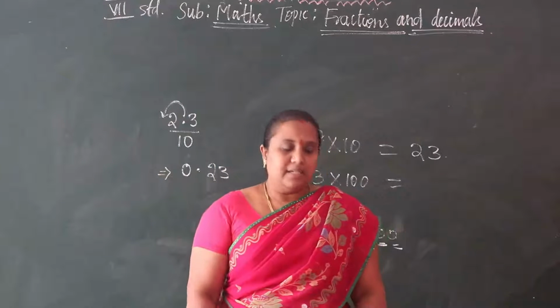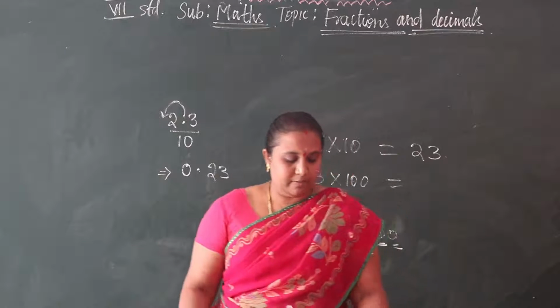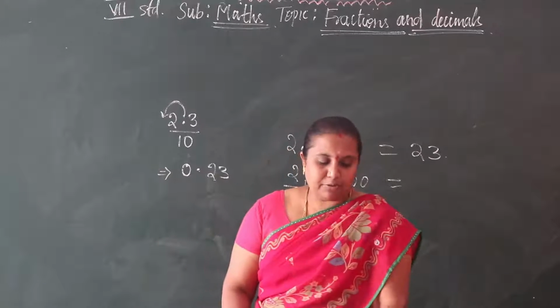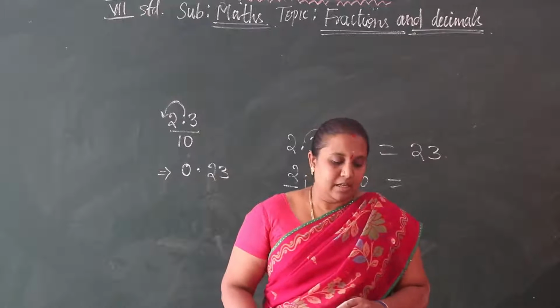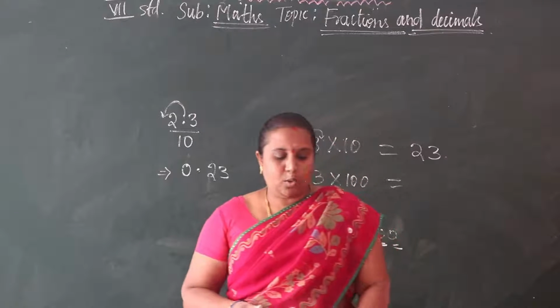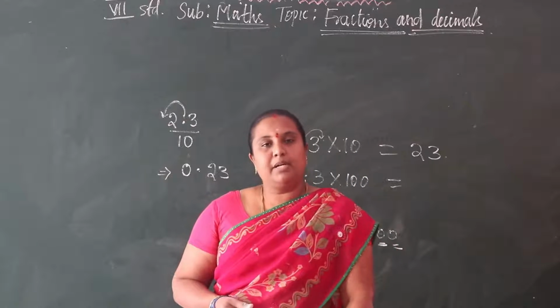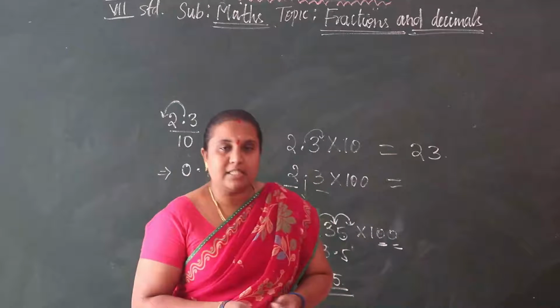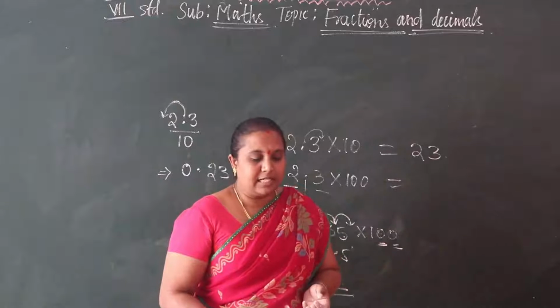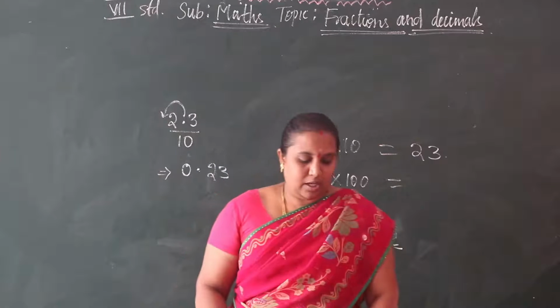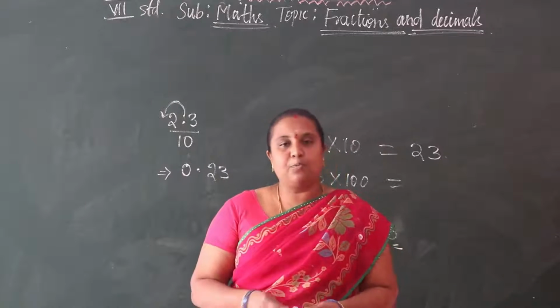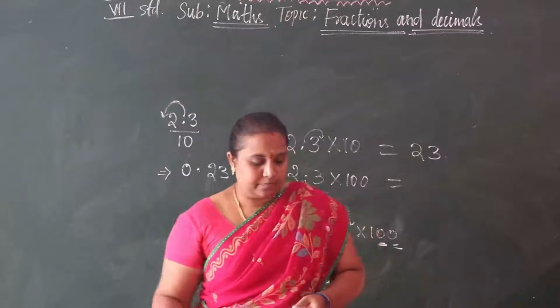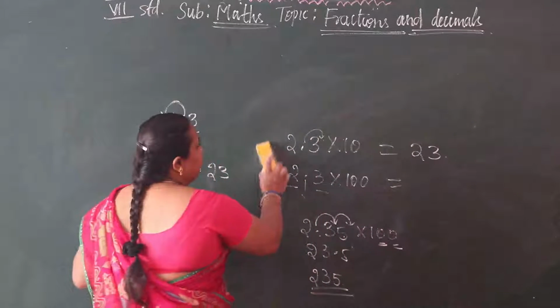So, the division of a decimal number by a whole number. To divide a decimal number by a whole number, convert the decimal number into a fraction and then multiply by the reciprocal of the divisor. You have to get the reciprocal of the divisor.